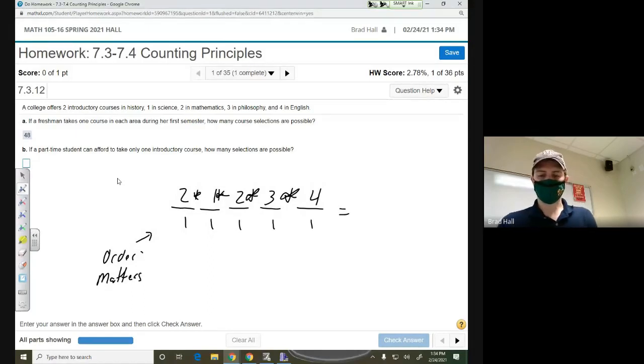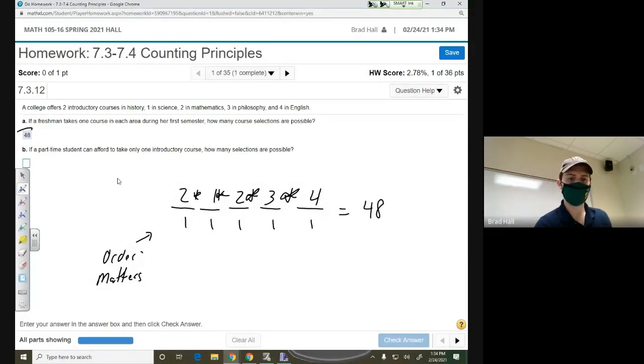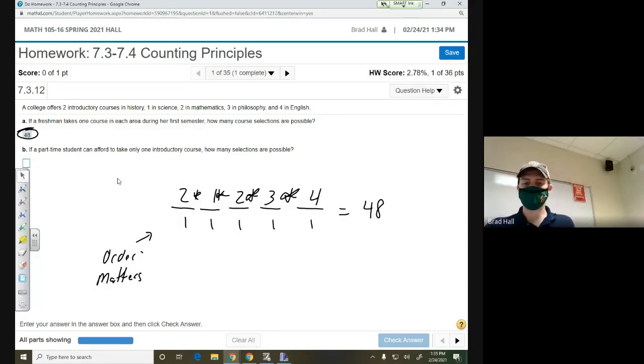So really this is 2 times 2 is 4. With that 4, that's 16. 16 times 3 is 48, which is what part A is. Part B says if a part-time student can afford to take only 1 introductory course, how many selections are possible?